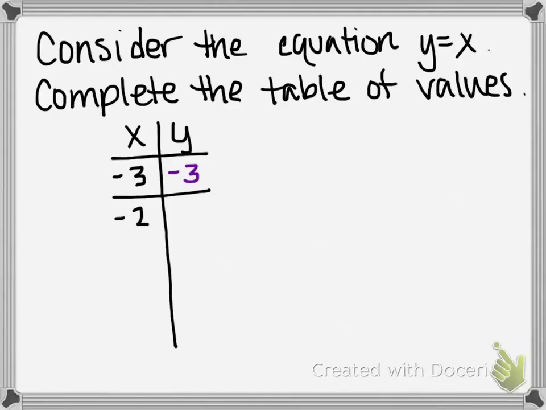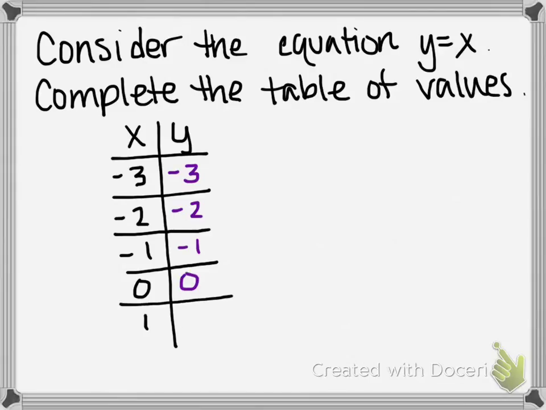The next number is -2. Again, y is the same thing as x, so y is -2. When x is -1, y is -1. When x is 0, y is 0. Try to complete the last three numbers on the table before we continue. You should have gotten x is 1, y is 1, x is 2, y is 2, and x is 3, y is 3.